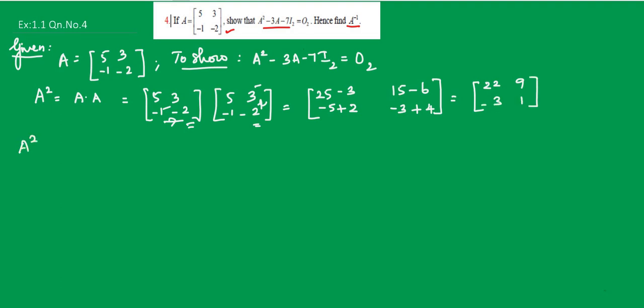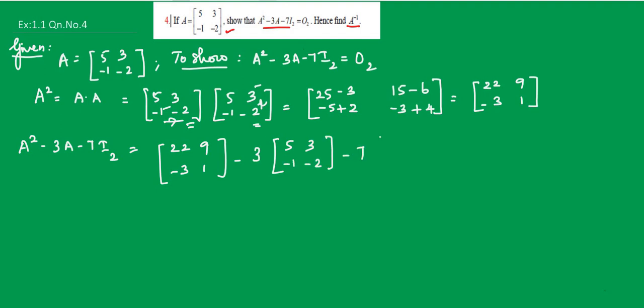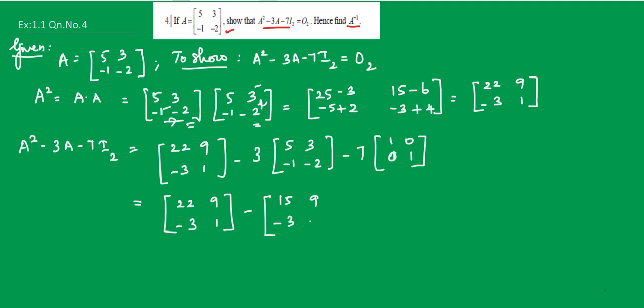Now we find what is A squared minus 3A minus 7 into the identity matrix. So A squared is 22, 9, minus 3, 1, minus 3 times the A matrix, 5, 3, minus 1, minus 2, minus 7 into the identity matrix of order 2, 1, 0, 0, 1. Now this is equal to 22, 9, minus 3, 1, minus 3 into the matrix gives us 15, 9, minus 3, minus 6, minus 7, 0, 0, 7.